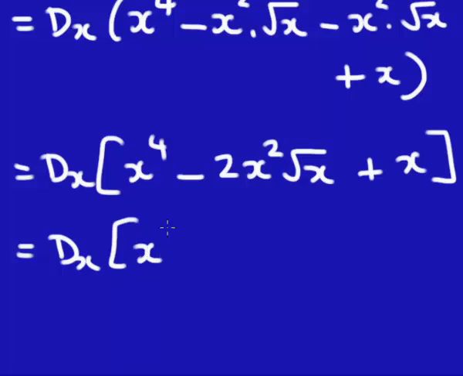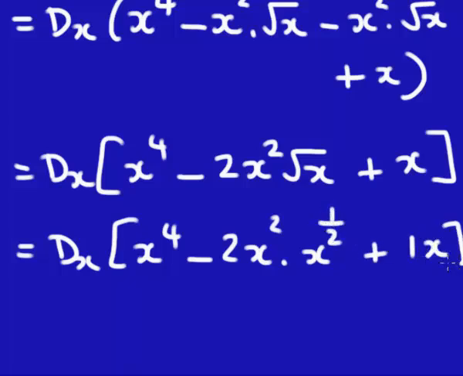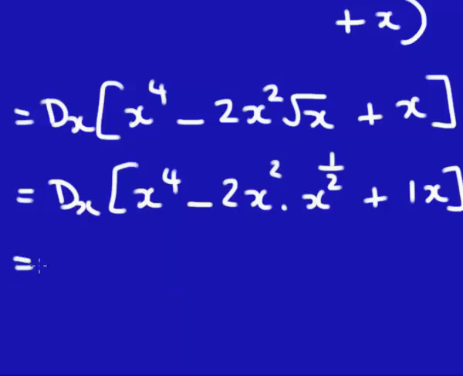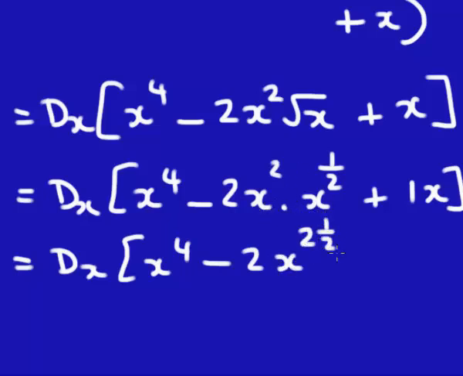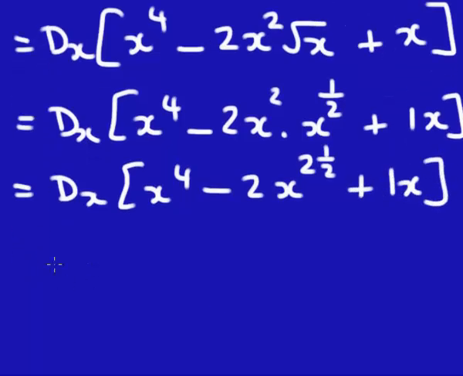So what does this come to? d/dx of x⁴. Now careful with this, it's minus 2x squared. We can write the root x as x to the half, plus the 1x there. So what does this come to? d/dx is x⁴ minus 2. Now that's x to the, if the base is the same, we can add the exponents, giving us that, plus 1x.